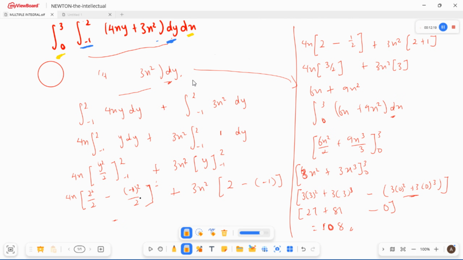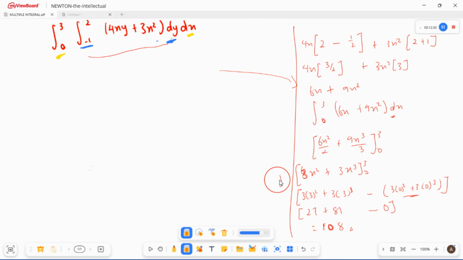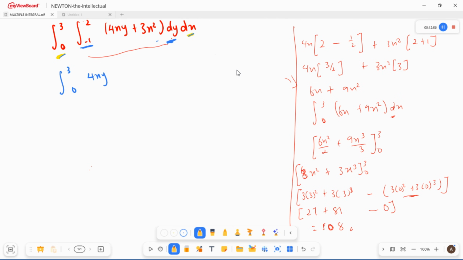So now we have done it by taking the first one. Now we can do it by deciding to take the x first before we take the y, and we'll still arrive at the same final answer. So if we are taking the x first, we're going to be having 3 and 0. Remember I told you that this one is for dx, then this limit of -1 to 2 is for dy. So having this, we're going to be having 4xy plus 3x squared, then we have dx.